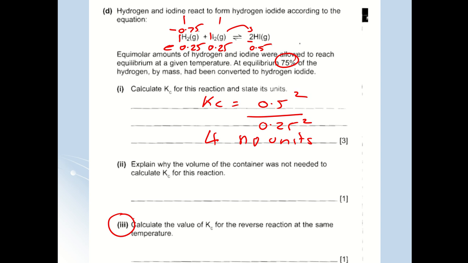Down here it says calculate the Kc for the reverse reaction, at the same temperature. Well, that's very simple, it just goes the other way. So you would flip that, or alternatively, it's just 1 over 4, or 0.25, still no units.